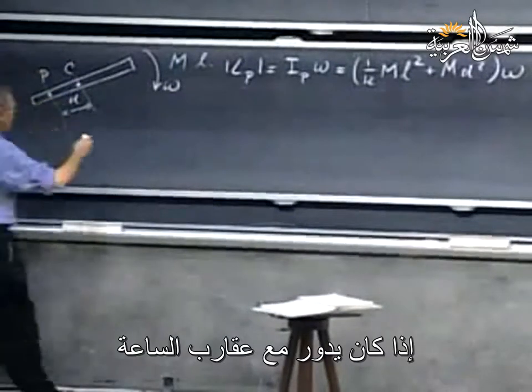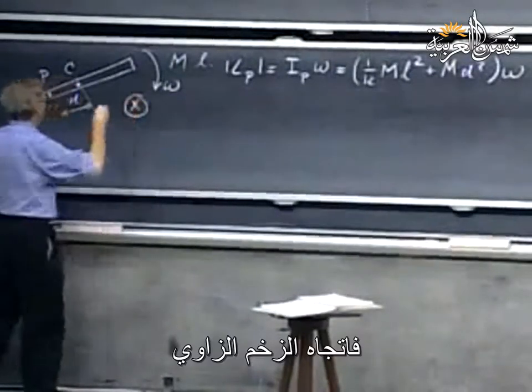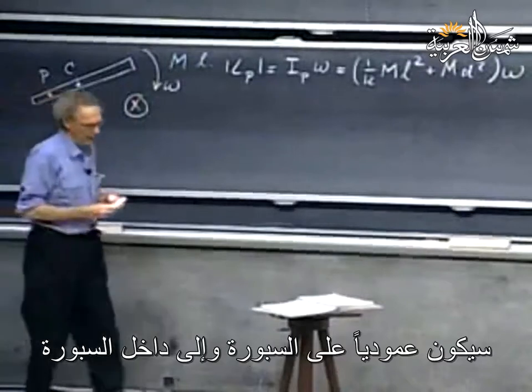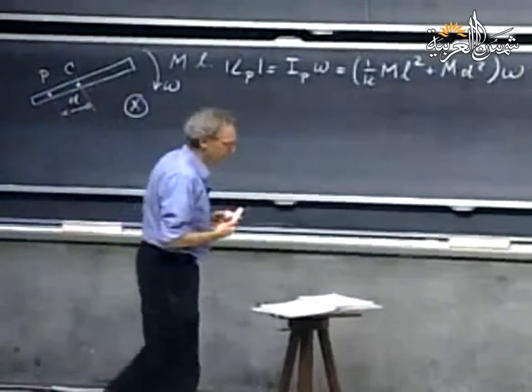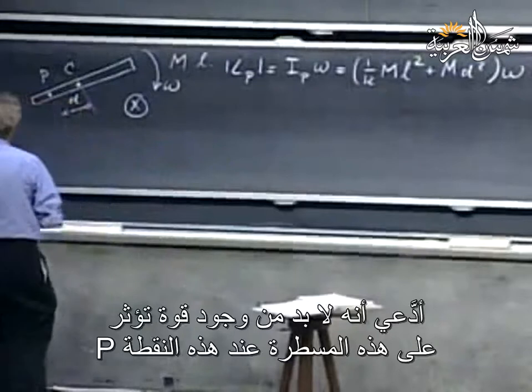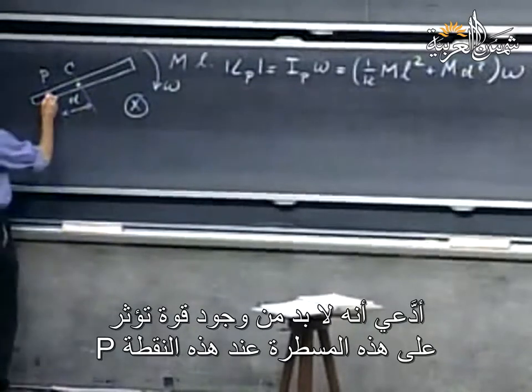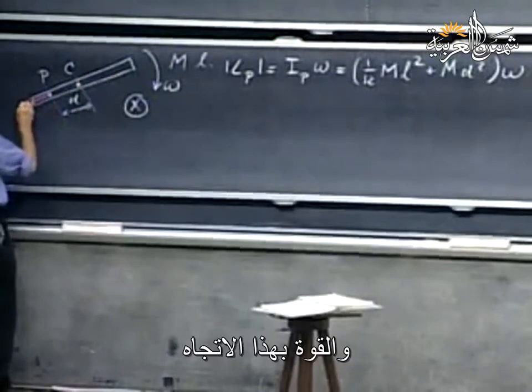I'm not interested in the direction of L because that's immediately obvious. If it's rotating clockwise, then the direction of the angular momentum would be perpendicular to the blackboard and into the blackboard. I claim that at this point P, there must be a force acting on this ruler, and the force is in this direction.